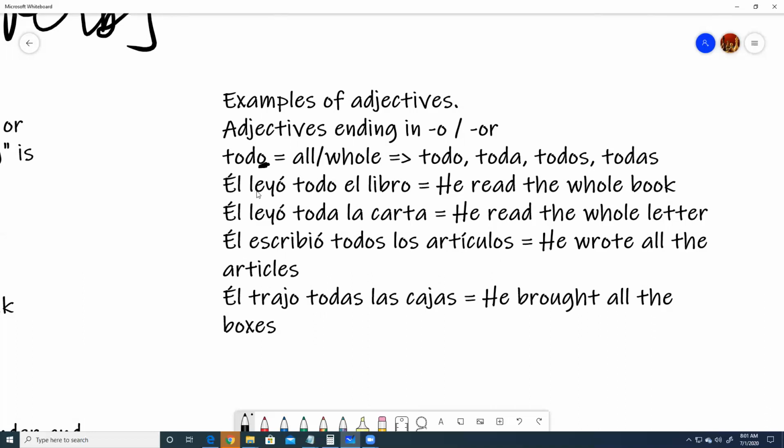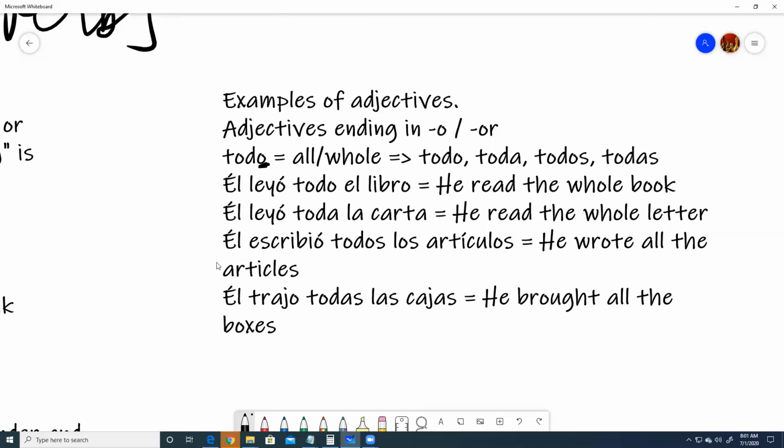Example, él leyó todo el libro. He read the whole book. Él leyó toda la carta. Libro is masculine, and because it's masculine, we say todo. He read the whole letter. Carta, letter, is feminine, and because of that, we say toda.